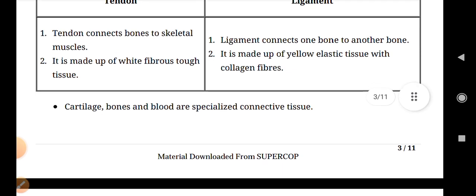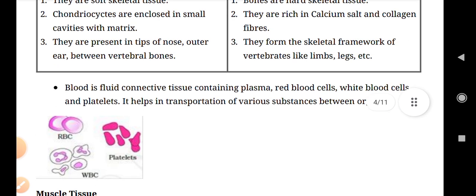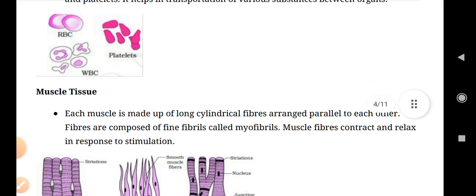Cartilage, bones, and blood are specialized connective tissue. Cartilage is a soft skeletal tissue. Chondrocytes are enclosed in small cavities with matrix. They are present in the tips of the nose or ear and between vertebral bones. Bones are hard skeletal tissue. They are rich in calcium salt and collagen fibers. They form the skeletal framework of vertebrates like limbs, legs, etc. Blood is fluid connective tissue containing plasma, RBCs, WBCs, and platelets. It helps in transportation of various substances between organs.